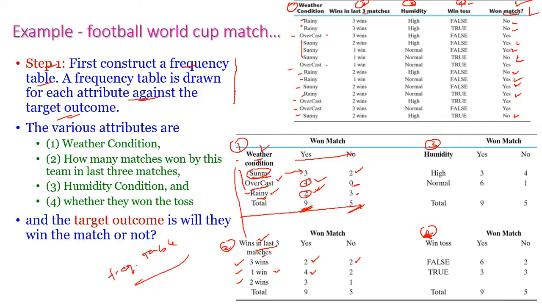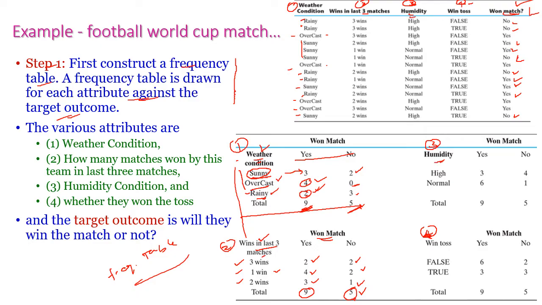4 lie under the yes side and 2 lie under the no side. When it comes to 2 wins, 4 records are there: 3 lie under the yes side and 1 lies under the no side. So for wins in the last 3 matches, there are 9 yes records and 5 no records. Okay, next let us take humidity.